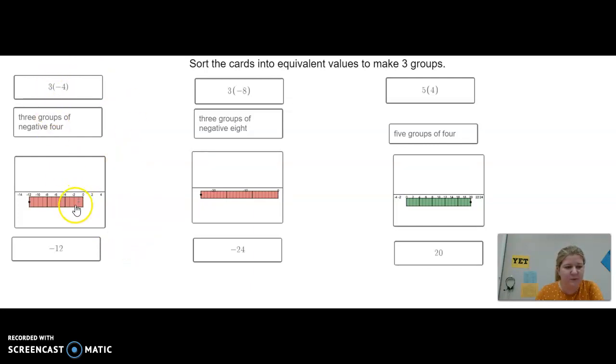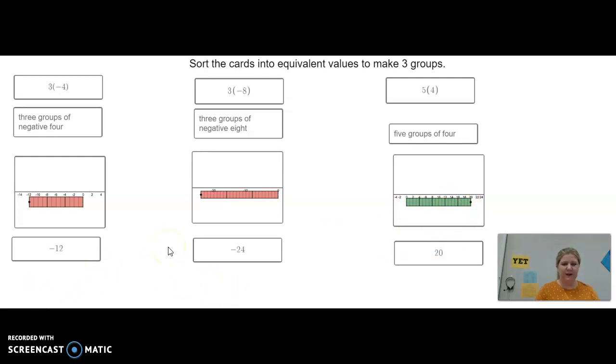Notice 3 groups, 1, 2, 3 of -4 is -12. 3 groups of -8 in each group, so 3 left movements gives you -24. 5 groups of 4, 1, 2, 3, 4, 5 groups with 4 in each group gives you 20.